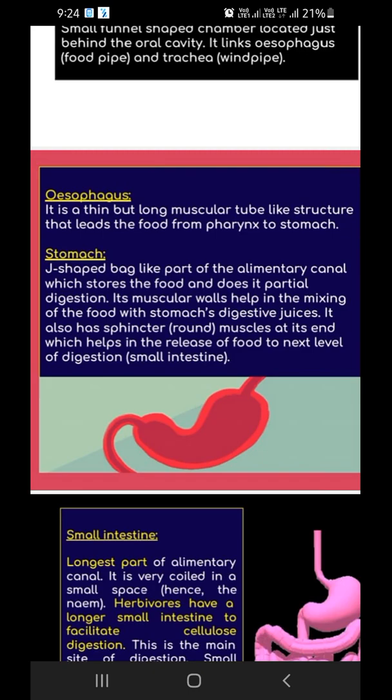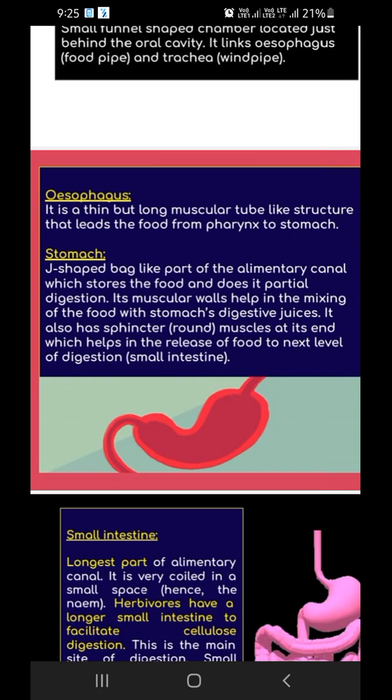The stomach is a J-shaped bag-like part of the alimentary canal which stores the food and does its partial digestion. Its muscular walls help in the mixing of food. A question can come asking where partial digestion of food takes place, so you have to write stomach. It also has sphincters, round muscles at its end, which help in the release of food to the next level of digestion.